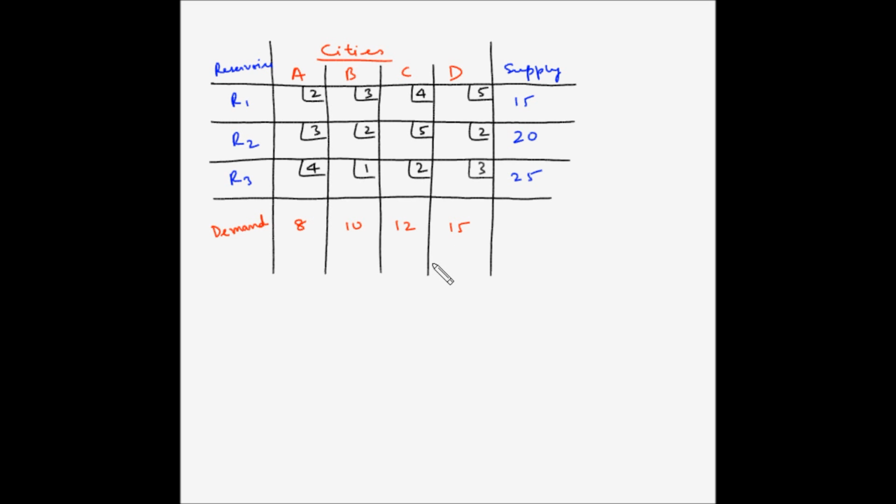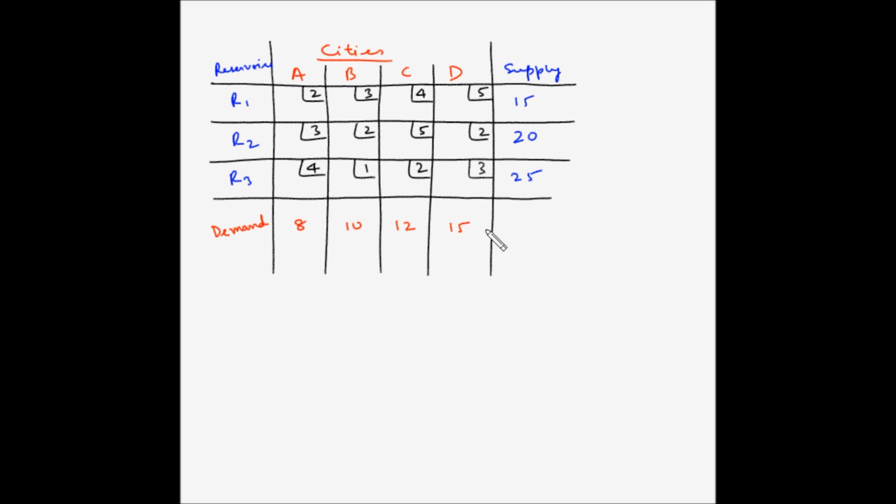Now, one of the assumptions for using the transportation model is that the total quantity of the item available at different sources should be equal to the total requirement at different destinations. So that assumption is not true in this case. So in order to use the transportation model, we'll have to make the supply and demand equal to each other.